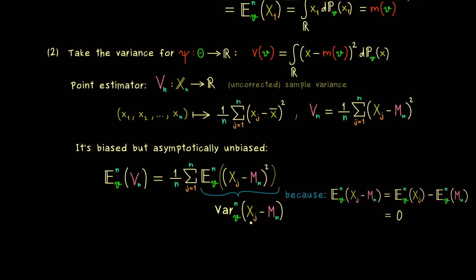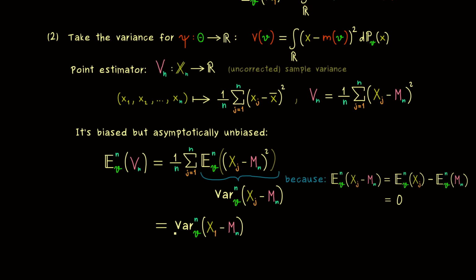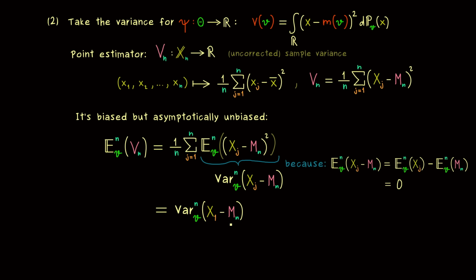And then we can use the same thing as before, namely that the xj's are identically distributed and that the variance of all of them is actually the same. Hence we can just say that we only look at x1. So we don't have the sum anymore, we just have the variance of x1 minus mn. However, mn can also be written with the projections xj. So we have minus 1 over n times x1 plus x2 and so on.